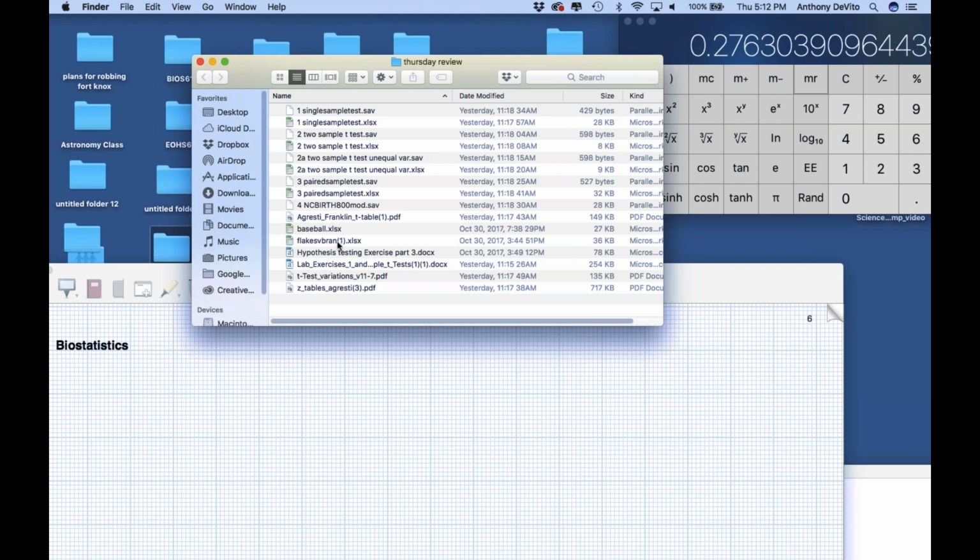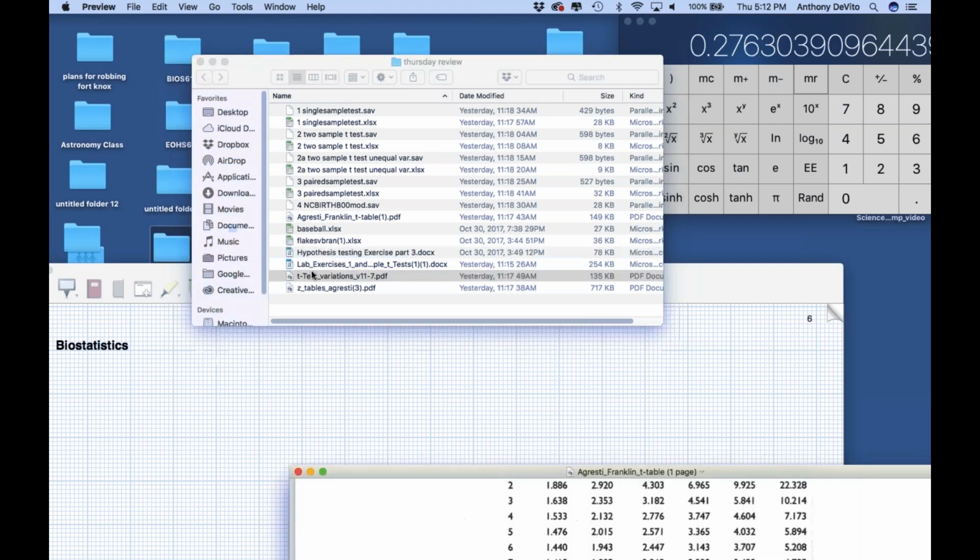Paired sample test, hypothesis testing, t-test variations.